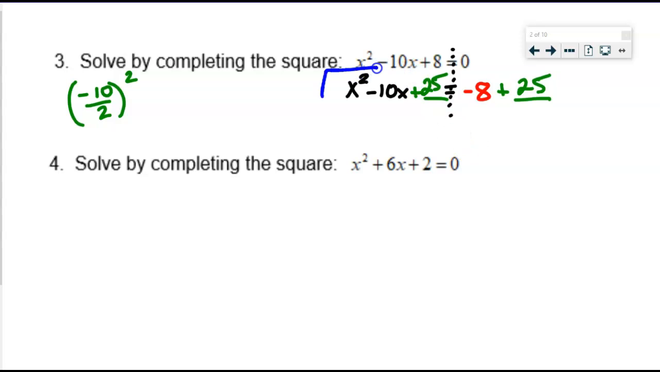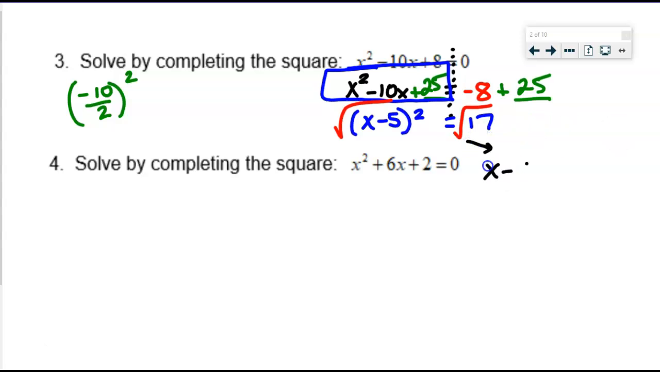That allows you to now factor your trinomial. You created this perfect trinomial, so this factors into x, and then half of negative 10 would be negative 5 squared. And then negative 8 plus 25 is a 17. So then your next step would be to square root both sides. Square root, and of course I wrote way too big.